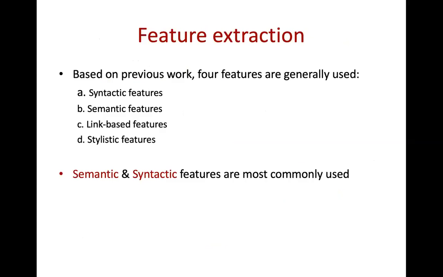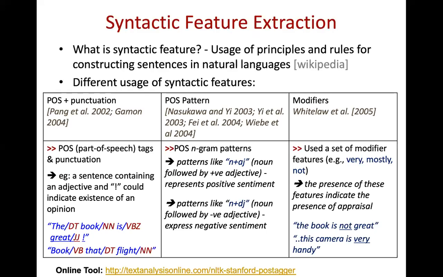Some syntactic features, some semantic features, link-based features, and stylistic features. Of the first 2, they are most commonly used, and it can be part of speech plus punctuation, or like in other research, they also were using part of speech and modifiers. So what are syntactic features? Basically, they utilize the basic principles of how sentences get constructed, and you can use them in different ways. So you can extract so-called parts of speech, nouns, pronouns, adjectives, etc. And then also you can look for patterns, not just part of speech, but part of speech plus punctuation, noun, comma, etc. So these are syntactic features because they are talking about the syntax.